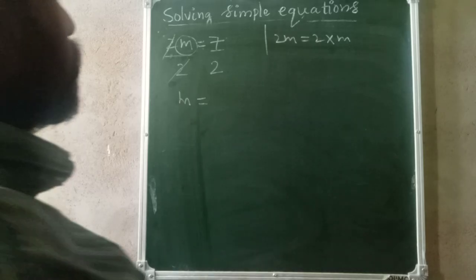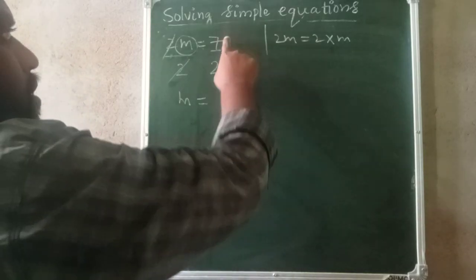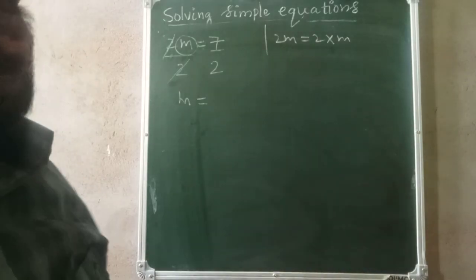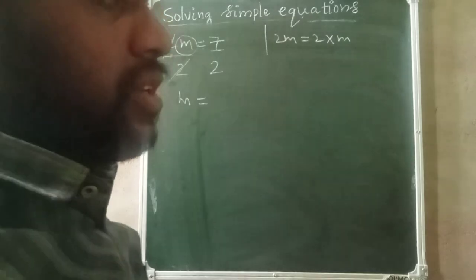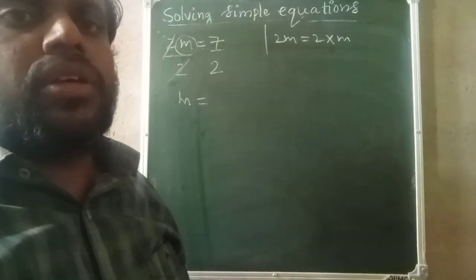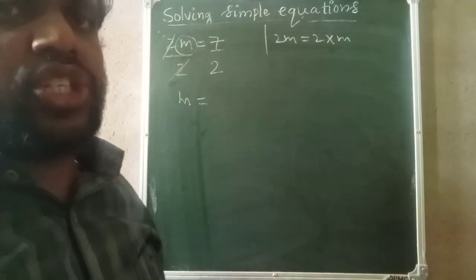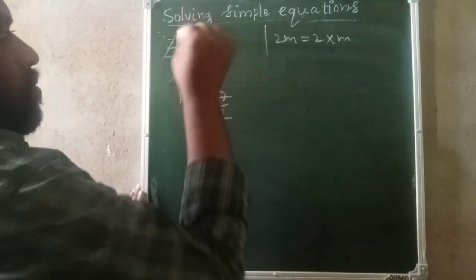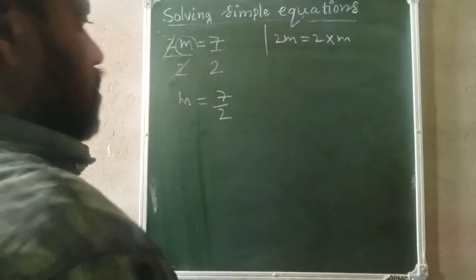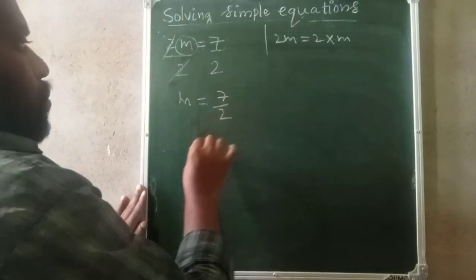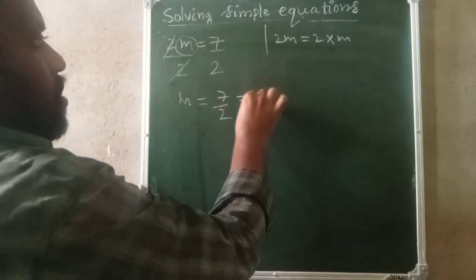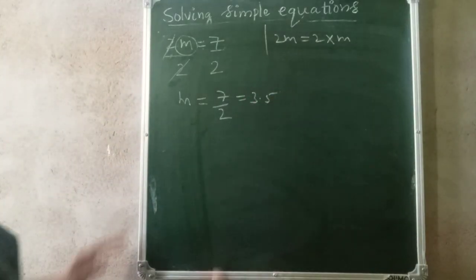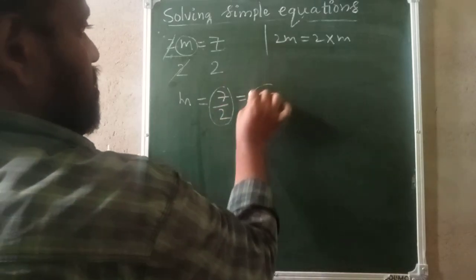So if you divide 7 by 2, you will get a decimal number. So it depends on the question. For example, in exam, if they don't want decimal number, if they want only fraction, you can keep this as 7 by 2. If they want decimal number, you have to divide this 7 by 2. So 7 by 2 is 3.5. So this is also answer, this is also answer.